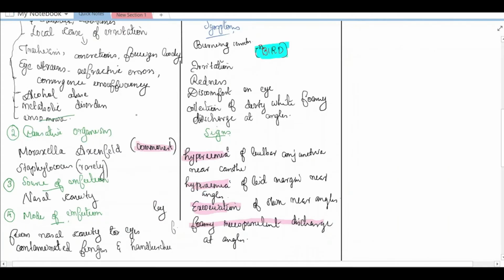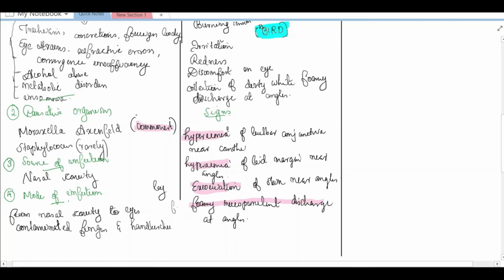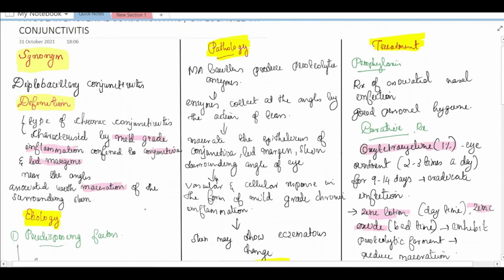and insomnia. And the commonest causative organism is Moraxella axenfeld, and the rare one is Staphylococcus, and the source of infection is the nasal cavity. The mode of infection is from the nasal cavity to the eye by contaminated fingers and handkerchief.